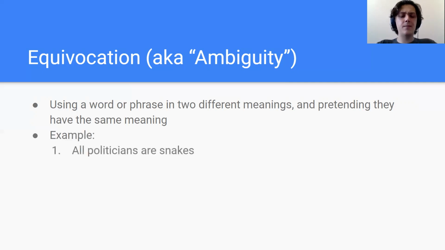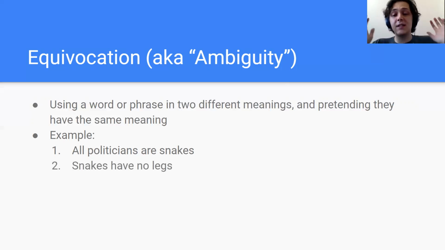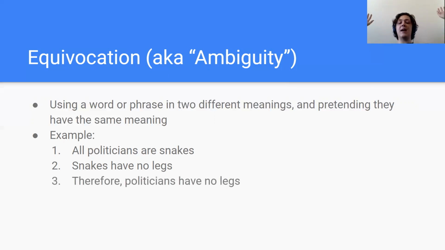So here's an example. All politicians are snakes. You know, snake is a metaphorical term meaning someone who's sneaky or untrustworthy, who will turn around and bite you after you've helped them or whatever. It means sneaky, basically. So all politicians are snakes. Snakes have no legs. That's true. Snakes, as an animal, as a kind of reptile, they don't have legs. Therefore, politicians have no legs.